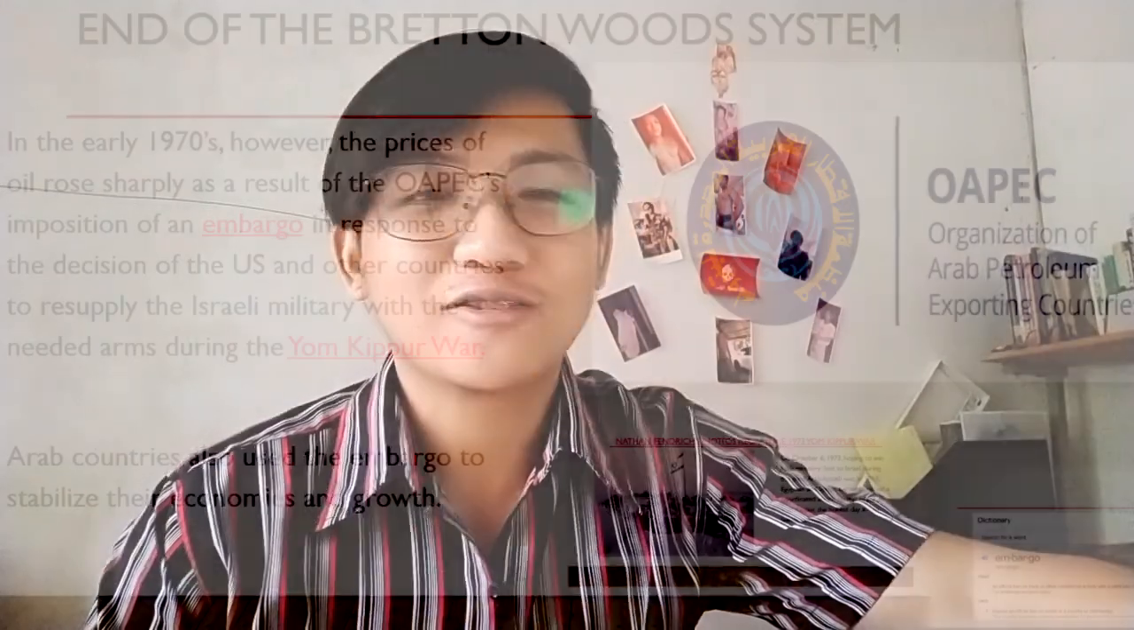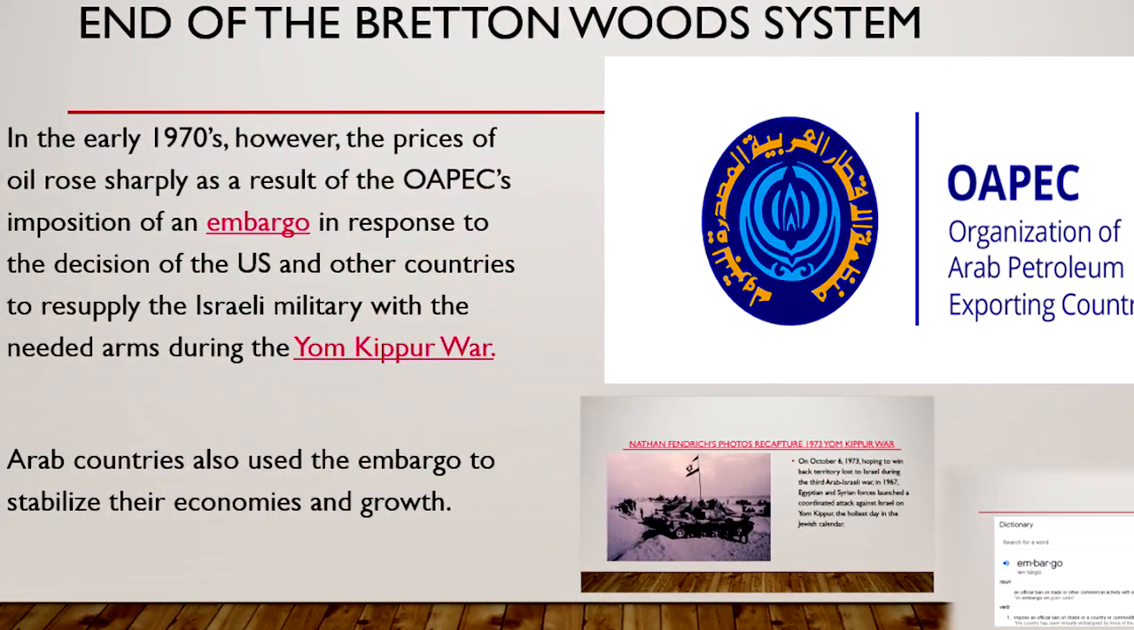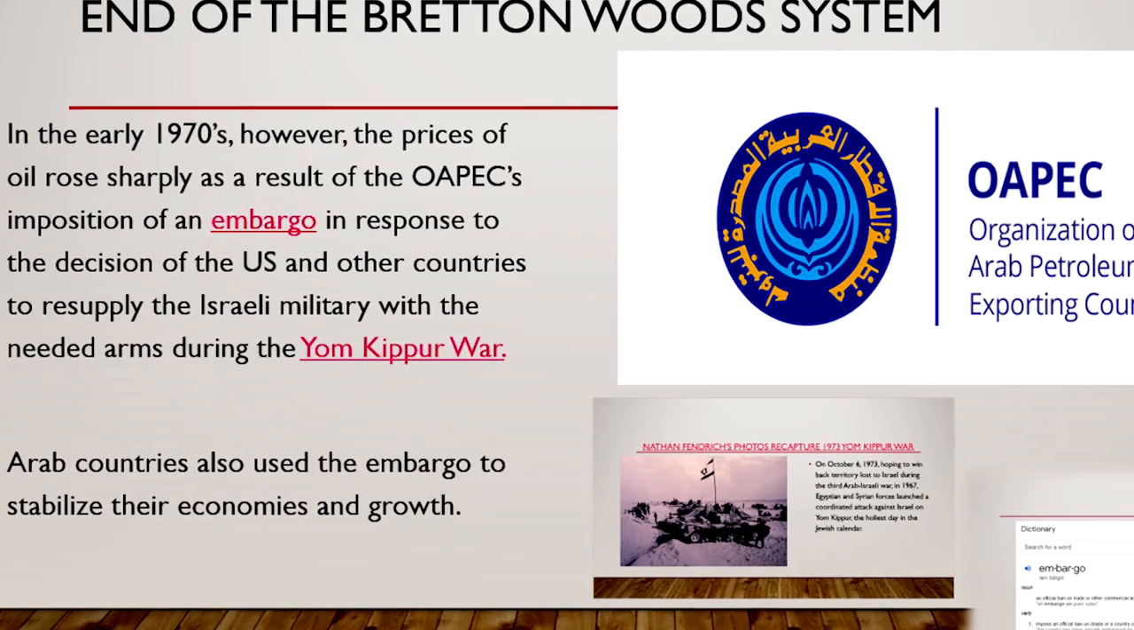Oh, nag-supply kasi ang United States ng arms at magkalaban ang Arab and Israeli military during that Yom Kippur War. Kaya inimpose ng OPEC. Eh, alam naman natin ang oil, without it, hindi magfa-function ang machineries. Of course, walang gas, di ba? Arab countries also use the embargo to stabilize their economies and growth.